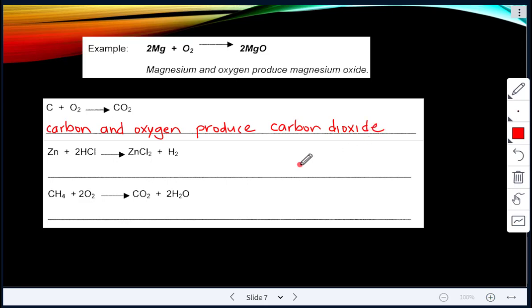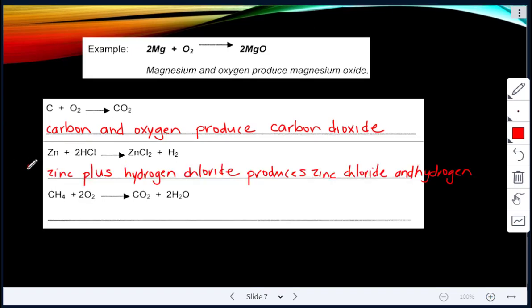All right, so let's take a look at our second example here. We have zinc, we have hydrogen chloride, and we have two products being formed. So for our second example, we have zinc plus hydrogen chloride produces zinc chloride and hydrogen.